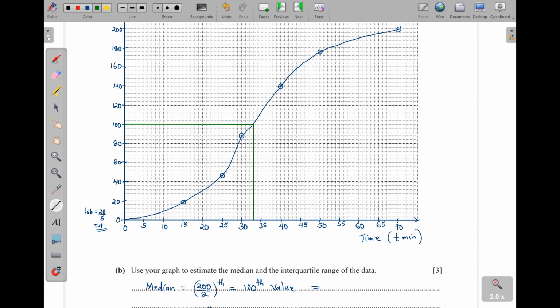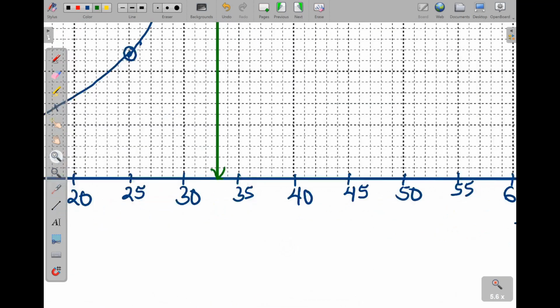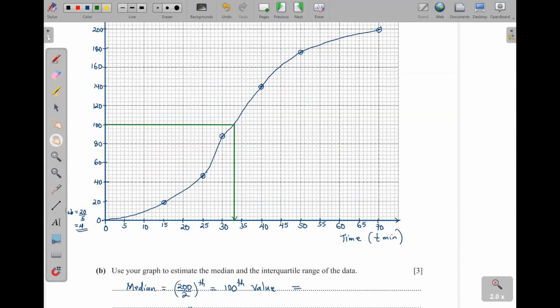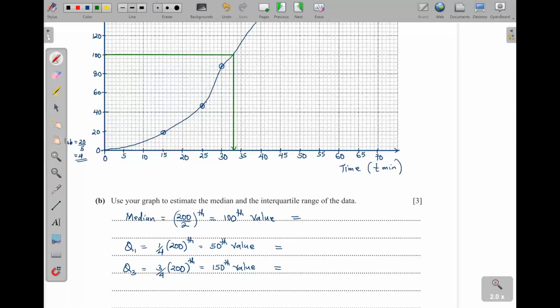And then I can come and read off this value here. So you can see that this one is 33. Okay, so that is 33, the median. And I write it here as 33.